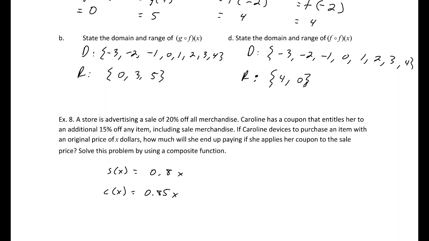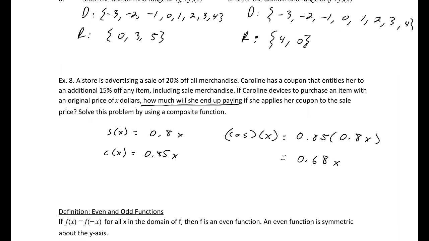So if she applies both, we're actually finding coupon of sale price of x. So that is 0.85 times 0.8x. And if we multiply those two, that is 0.68x. So how much will she end up paying? 68%. She'll end up paying 68% of the price. So she doesn't actually get what you might think she'd get off, but it's multiplying those two.